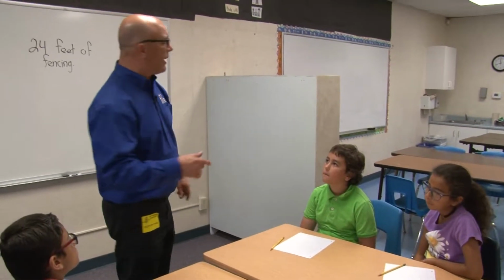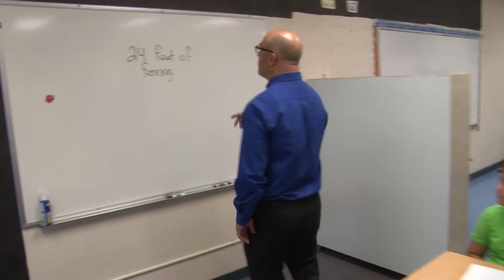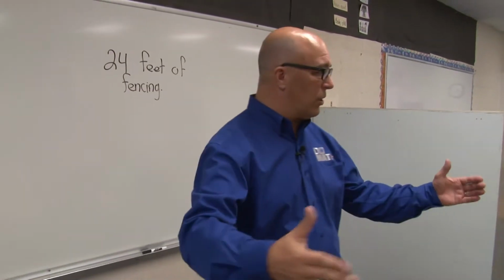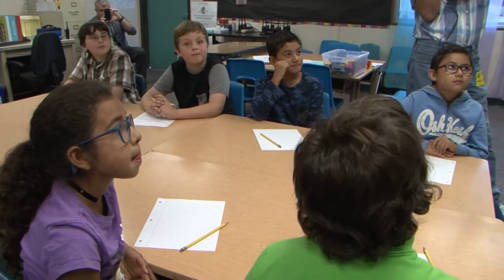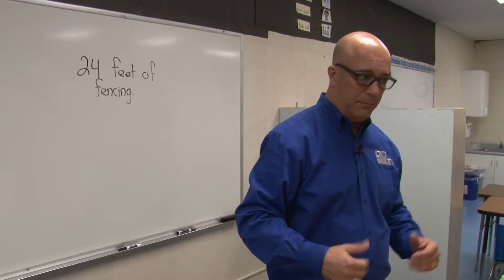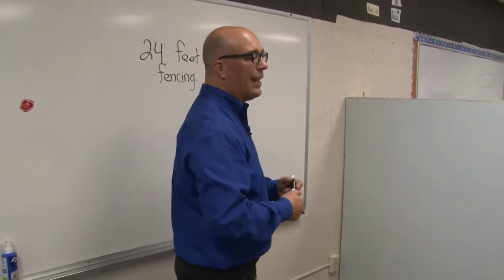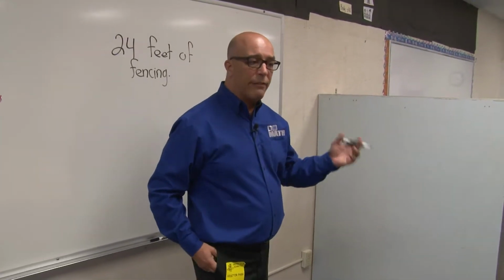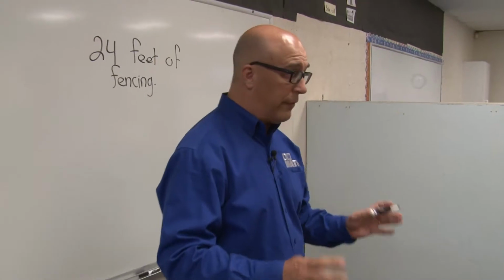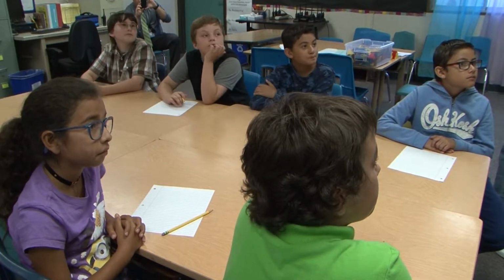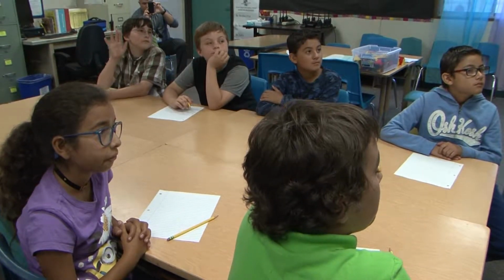So here's a problem that I have for you right now. We have 24 feet of fencing. Right? You guys know if you had a little garden or something at your house, you have fencing that goes around it, right? Okay? So if we have 24 feet of fencing, and I wanted to use all 24 feet, how could I arrange it to use all 24 feet?